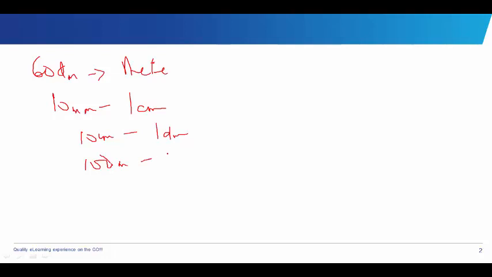Convert 60 decimeter to meter. So we'll now use our formula. 10 millimeter makes 1 centimeter. 10 centimeter makes 1 decimeter. 10 decimeter makes 1 meter. 1000 meters make 1 kilometer. So we're converting from decimeter to meter. So we already have it that 10 decimeter is 1 meter.